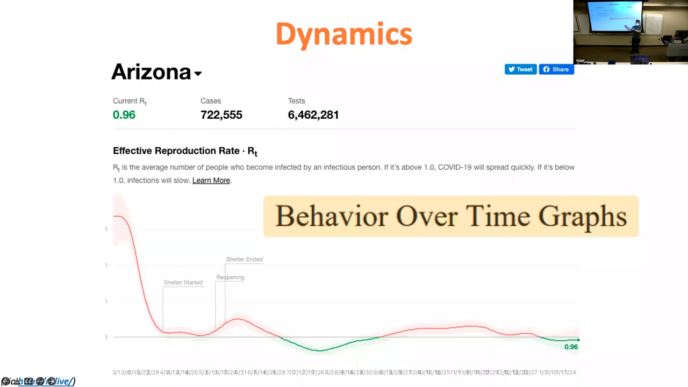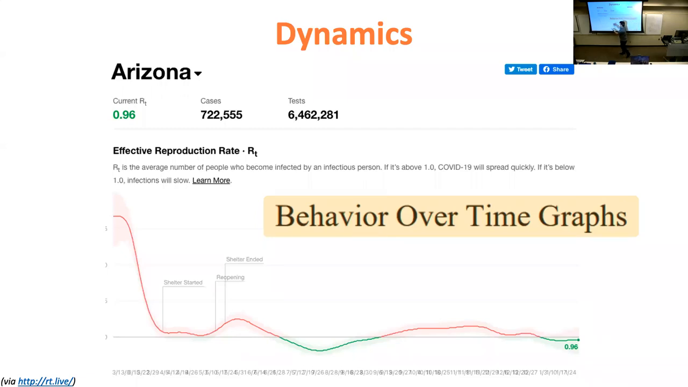And so people look at these behavior over time graphs in real data and they form theories of the underlying processes. They're like, I see that this reproductive rate was going down. They started sheltering, then they reopened, and then it started going back up. So people start forming causal hypotheses by looking at these behavior over time graphs. And so we want to build simulations that look at these graphs to see if those causal hypotheses actually generate the behaviors that people see.